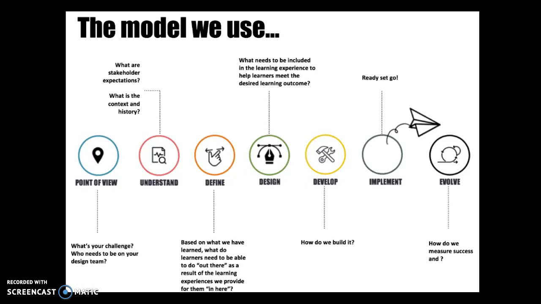Keep in mind that our production process includes both course developments and revisions, and also other project development. This graphic shows the phases of our production process. Let's begin with point of view.